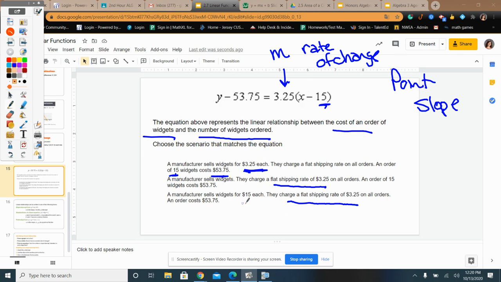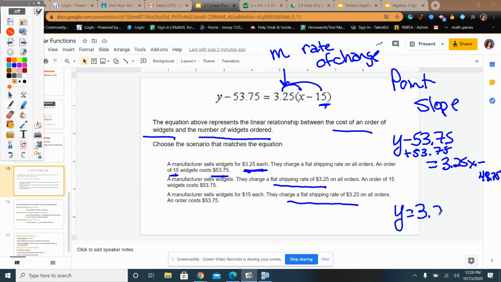If you wanted to know what the flat shipping would be, we would have to clean this up. And you would have y minus 53.75 equals 3.25x minus 15 times 3.25, 48.75. Okay, so then we just add 53.75. So I have a negative 48.75. I'm going to add to that 53.75, and I get y equals 3.25x plus 5.3.